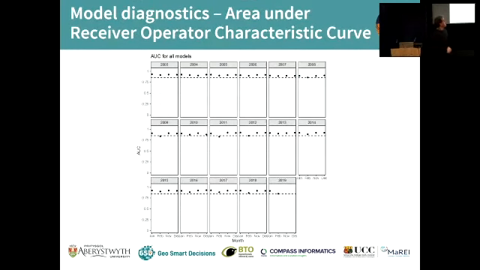So just a few model diagnostics, something called the area under the receiver operator characteristic curve. They're high numbers. We've got good numbers, so it's a reasonable fit for the models.